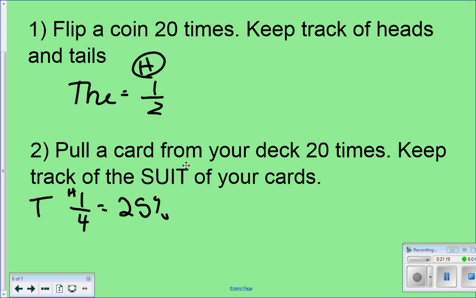Yeah, you can do S's. Let's see. Spades, hearts, diamonds, clubs. You can just write the first initial. Spades, clubs, hearts, diamonds. Just wait, you have to pull 20 times. It doesn't mean you're getting a spade every time.